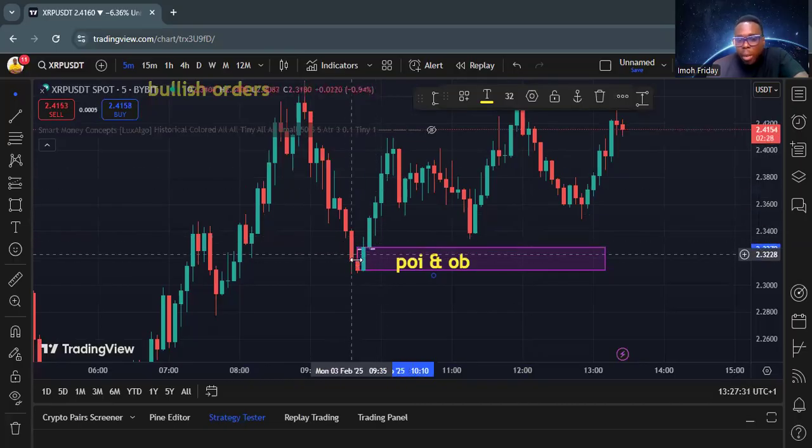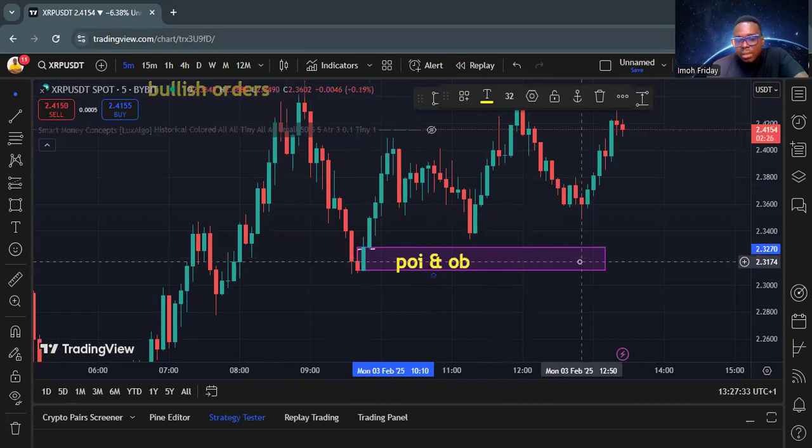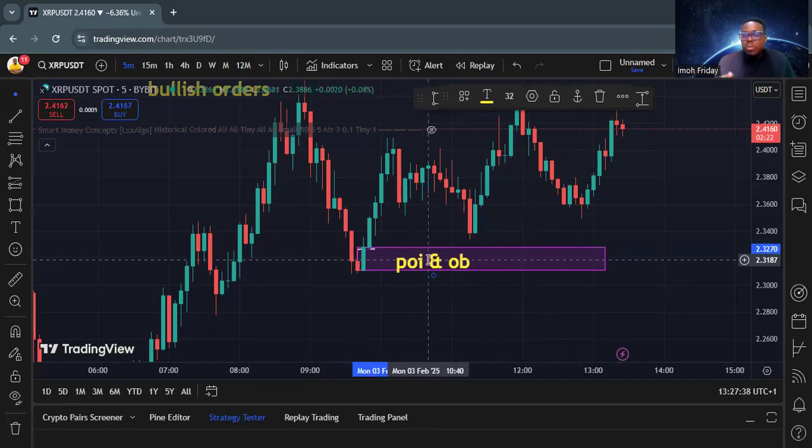Now, but you need to mark here. So what is the signal of marking this point? As I said earlier, point of interest is the place where the market will always come to react. So your order block is more like a springboard. Market will always come back to that point and move up again.